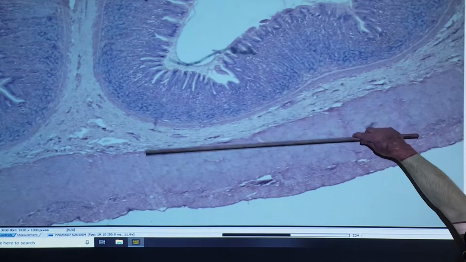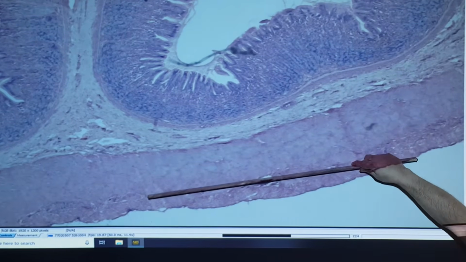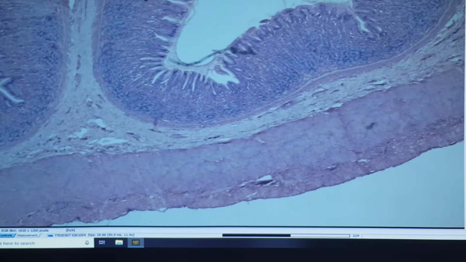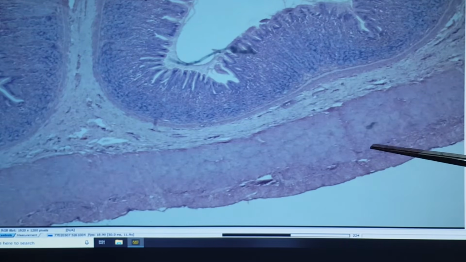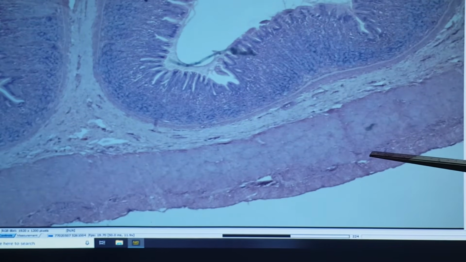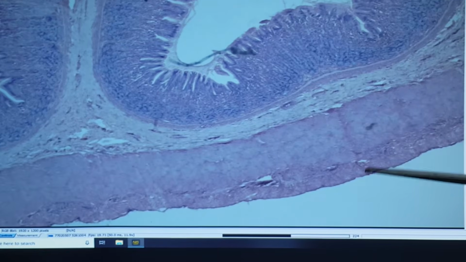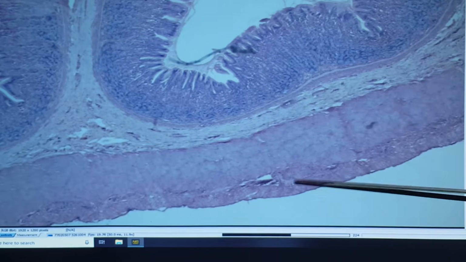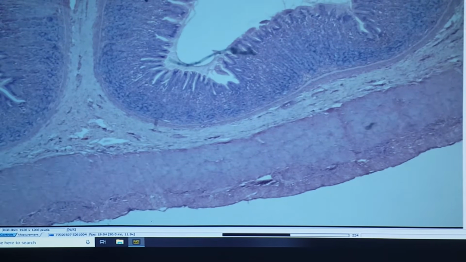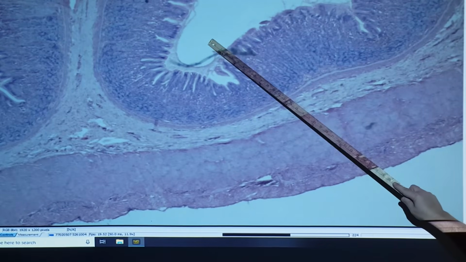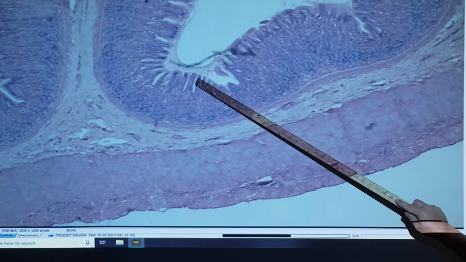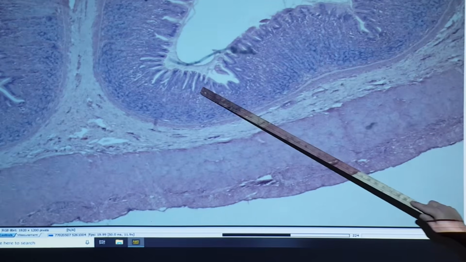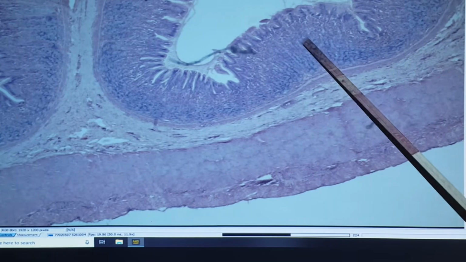This is all smooth muscle, the muscularis layer, and you can see right here, right where my meter stick is, there's a difference in the appearance. This is the serosa out here. So, a single rugae, I can see these tiny gastric pits. We will see some on higher magnification.